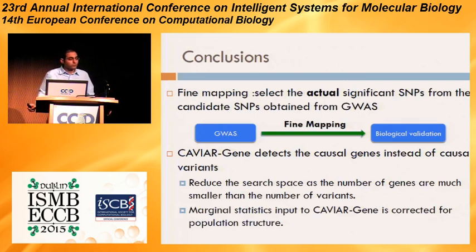So with this, I want to conclude my talk: fine mapping methods are becoming very popular, and we propose a new method that extends our previous method, CAVIAR-Gene, which can work on a gene level instead of variant level, and it corrects for population structure.